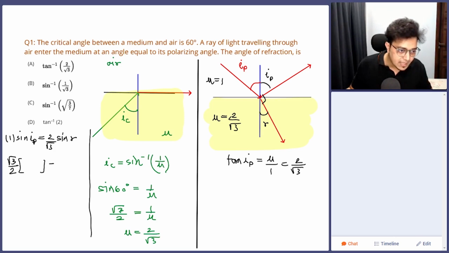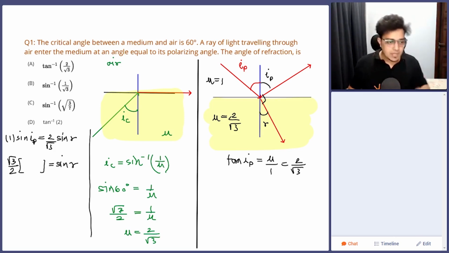Now we need to get the sine IP value. If I can get that value, then our job is done. So how will I get the sine IP value? I don't have IP directly. The polarizing angle, I don't know. I have tan of IP, which is equal to 2 by root 3.